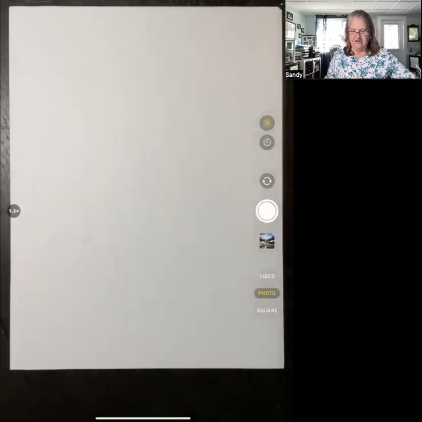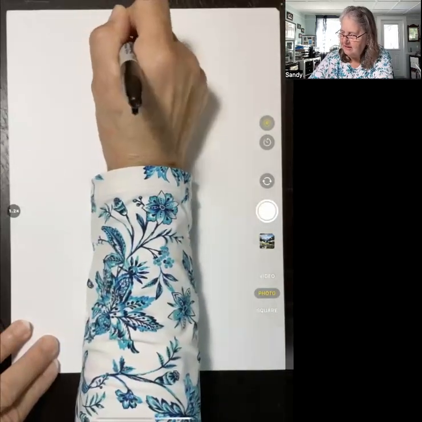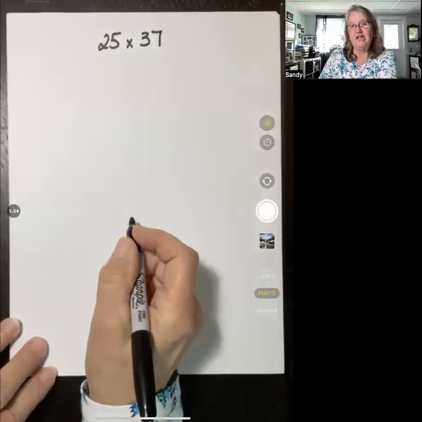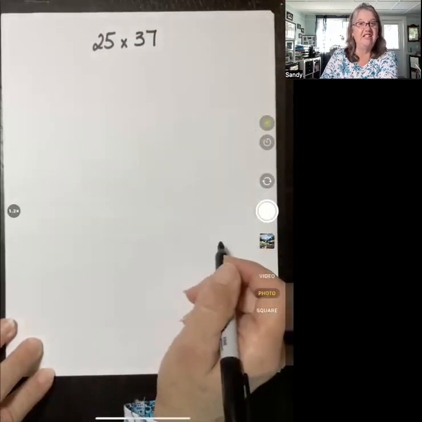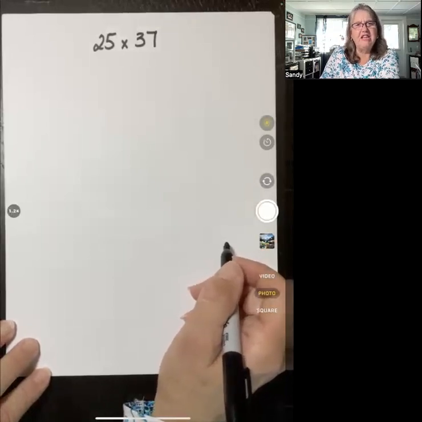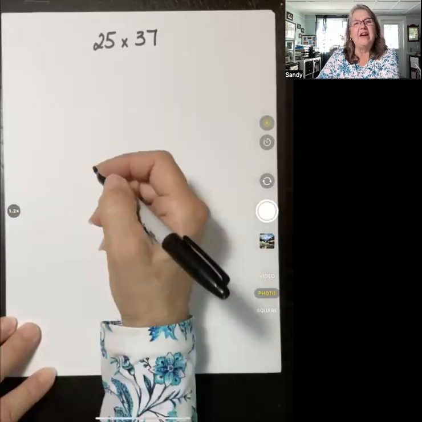Now let's look at another example. Let's look at 25 times 37. Now, I think you'll agree that drawing 25 circles and putting 37 in each is not efficient at all. So your children, when they get to double-digit multiplication, they'll learn an area model.